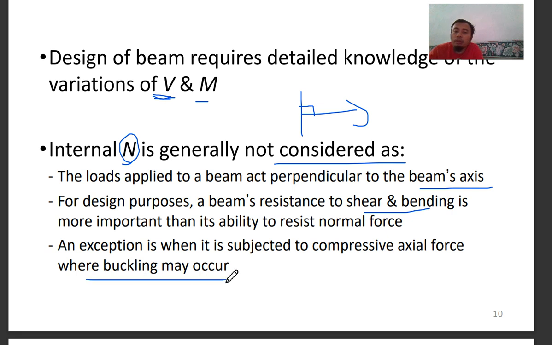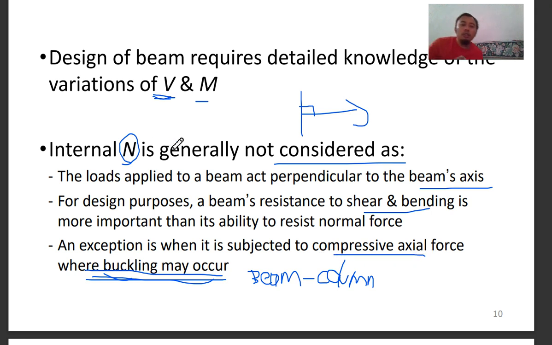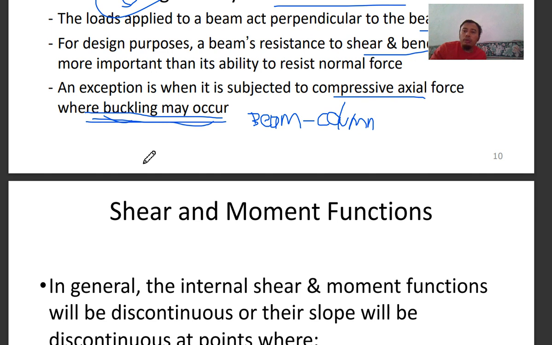So in the case of a beam column situation, where your beam might experience buckling, maybe due to slenderness or due to a very long span, it may experience compressive axial force. So in that case, you need to identify the normal force. But most of the time, the design of beam is only on beam, not beam column.